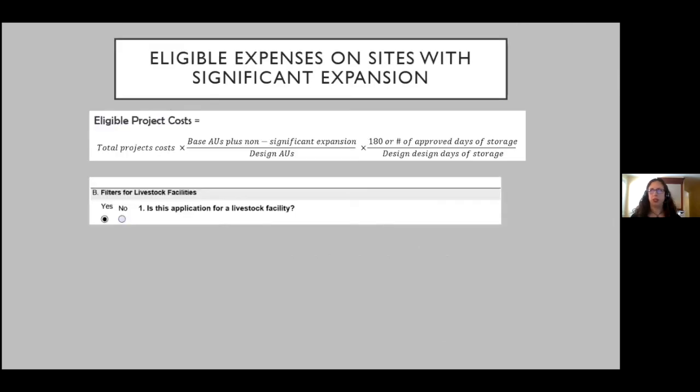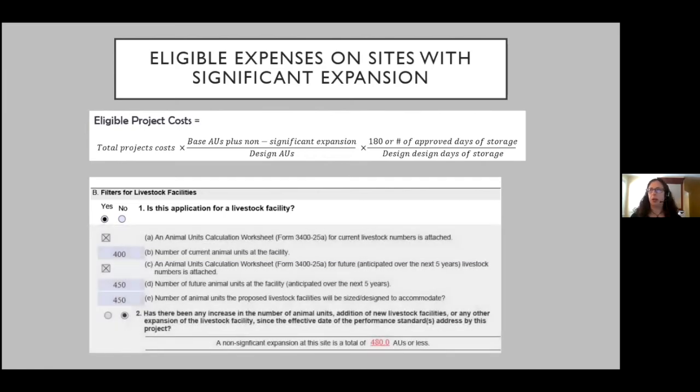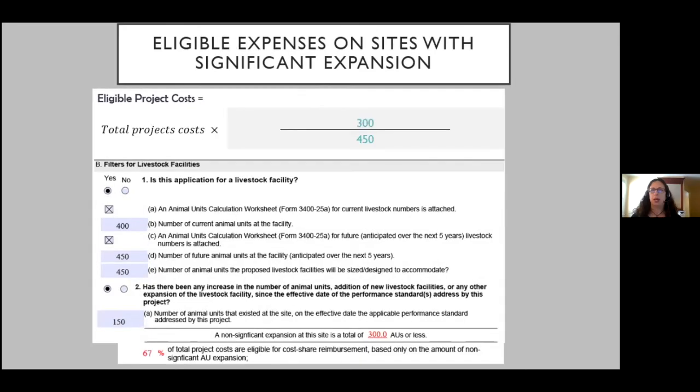If this is confusing, don't worry. The application form is set up to calculate this all for you. So if you enter yes to the question about whether the application is a livestock facility, the application will prompt you to enter the number of base and designed animal units into Part 3B of the small scale TMDL application. And the application will tell you, one, if the proposed increase is considered significant or non-significant, and if it's considered significant, what the percentage is by which eligible costs must be prorated.